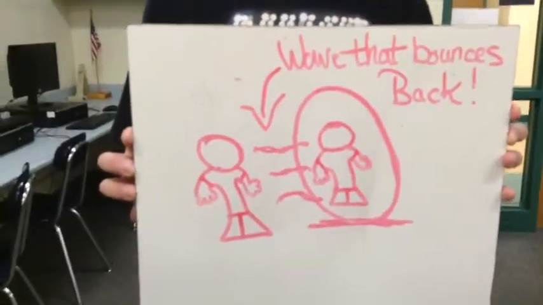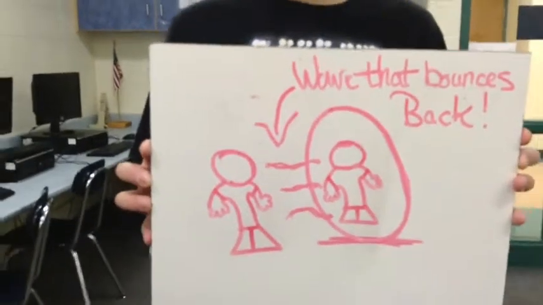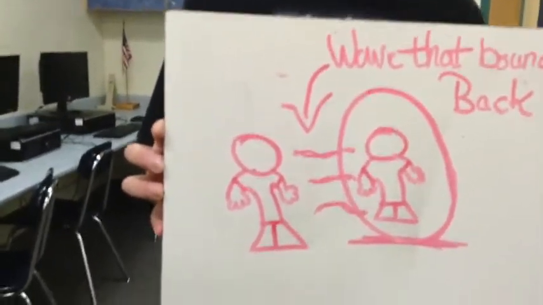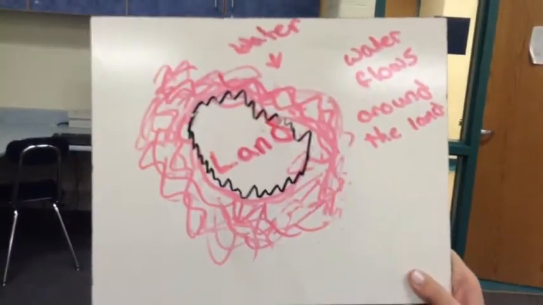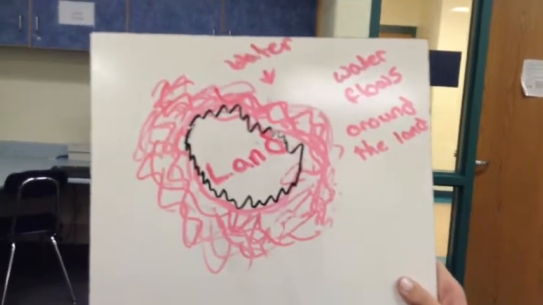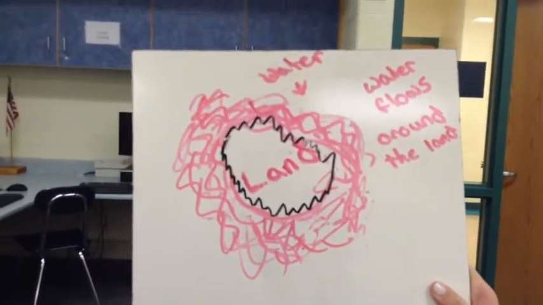This is an example of reflection. This is a person looking into a mirror and the wave bounces back, showing them their own image. Diffraction is the bending or spreading of waves that move around a barrier or pass through an opening. This is an example of diffraction and how it spreads out in waves around a barrier or lane.